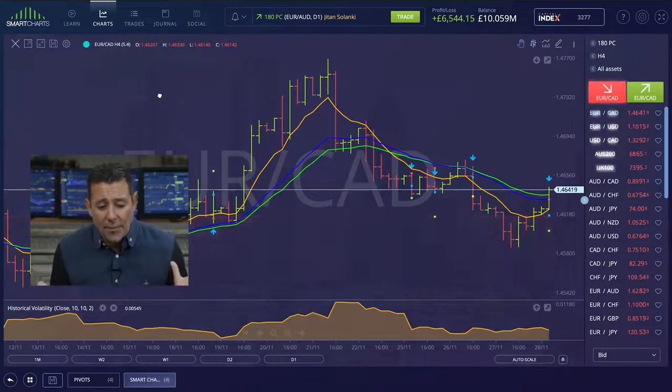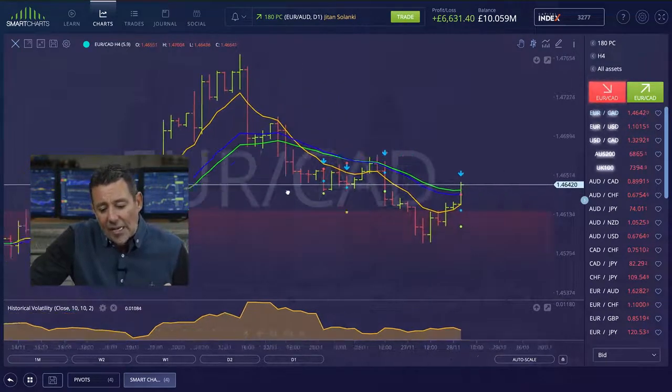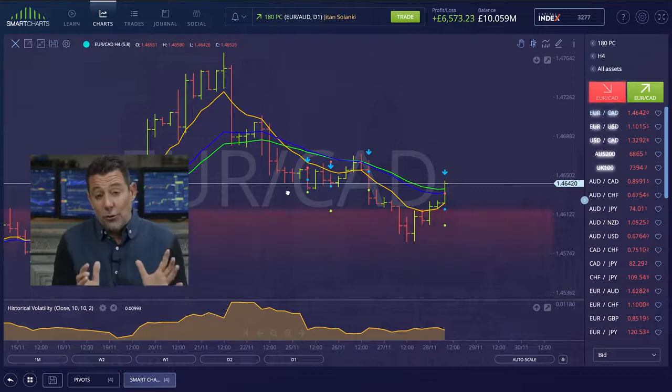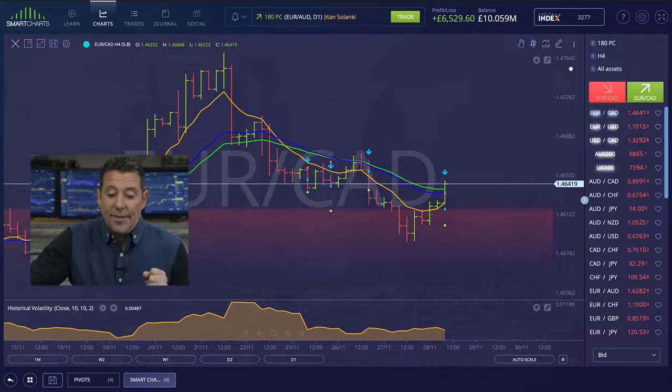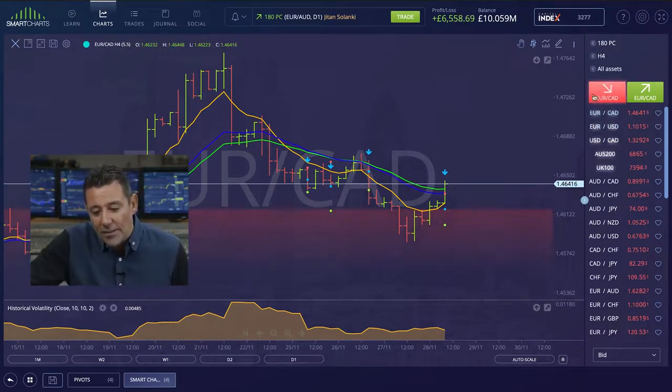Now if you're a beginner, you might be wondering, what do I do here? Do I buy? Do I sell? What's the story? And this is a classic example. If you're not sure and you've never used SmartCharts for the first time, the trick always is to look at the red and the green button and which one is glowing. So you can see the red button that is glowing here.